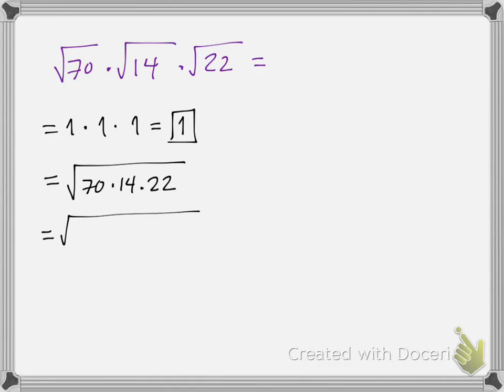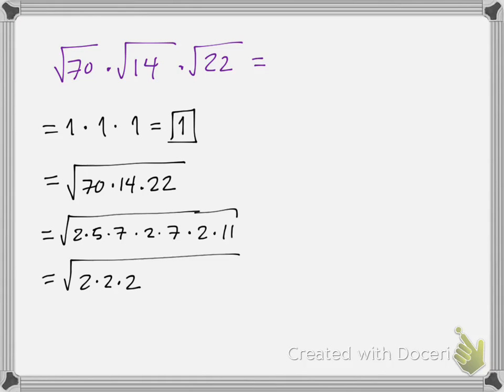Remember that we do not multiply because we want to simplify, and to simplify we have to factor, the opposite of multiplying. So what is 70? 70 is 2 times 5 times 7. What is 14? 2 times 7. What is 22? 2 times 11. Then we can rearrange the factors. We have 3 twos. We have 5, just one 5. We have 2 sevens. And we have one 11.